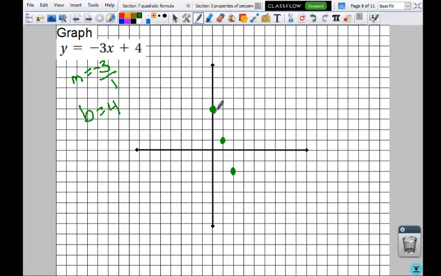And you know what? I'm going to go backwards and go up 1, 2, 3, left 1, just to kind of keep the pattern going to make my line look a little nicer. Maybe one last one. And now we're going to connect our dots and make some arrows.